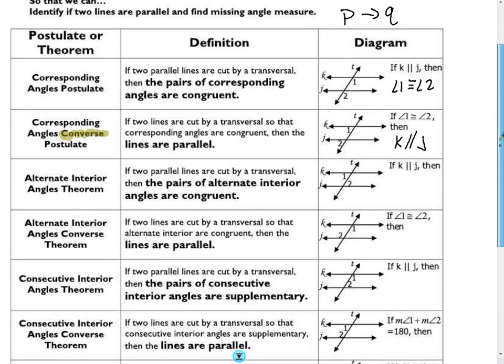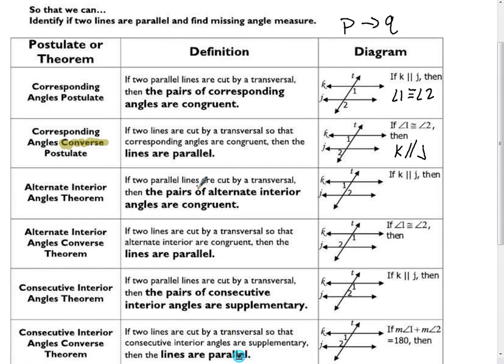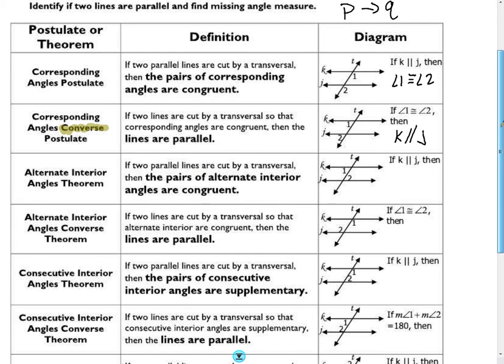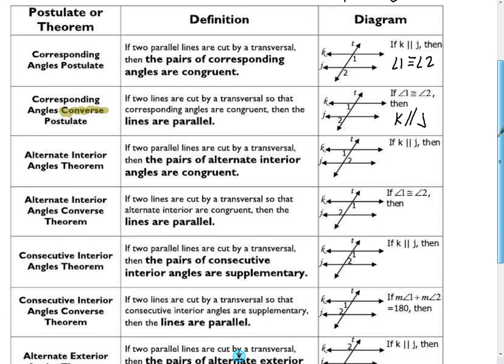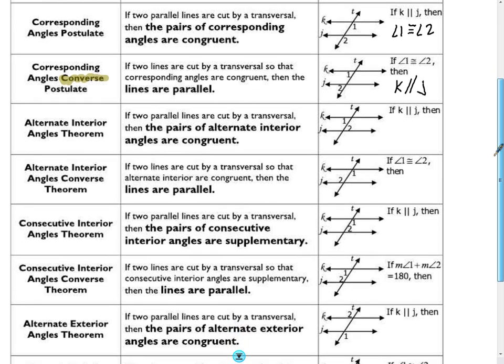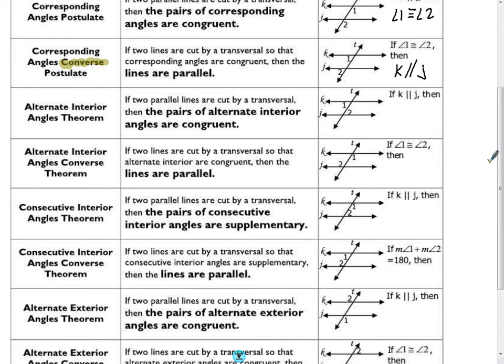The corresponding angle postulate is a postulate because it's a statement accepted without proof. We don't need a proof to use the corresponding angle postulate. However, the rest of our relationships all stem out of that and our vertical and linear pair definitions. So then we can use theorems because they do need proofs.